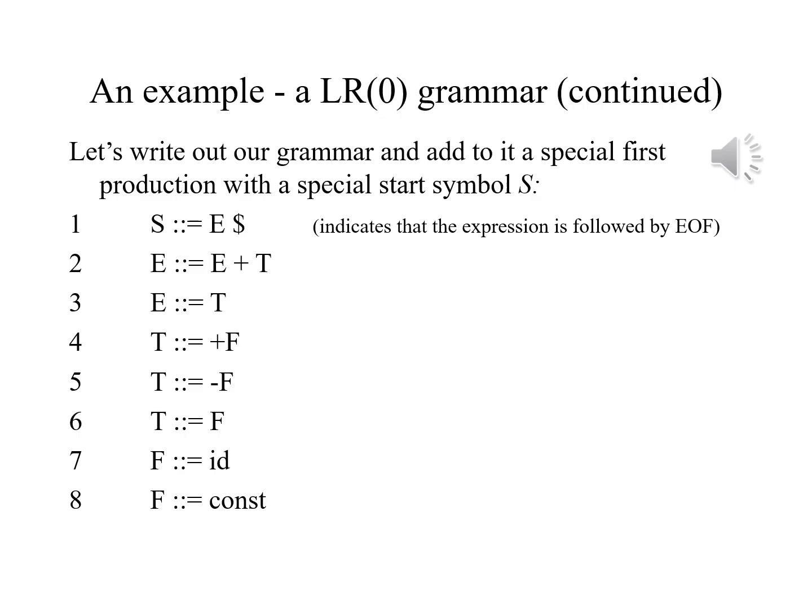We are going to expand our grammar a bit, breaking the productions with alternative right sentential forms into separate productions. But we will add a new special start symbol that we will call S, which derives our regular start symbol, followed by the end of file marker.